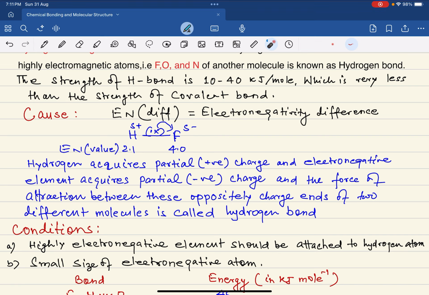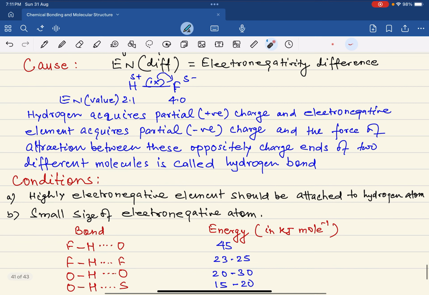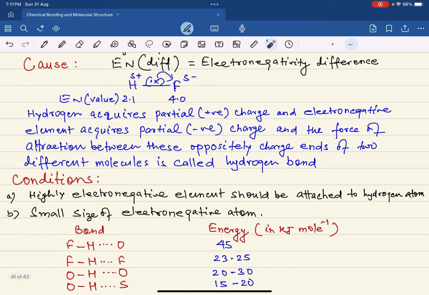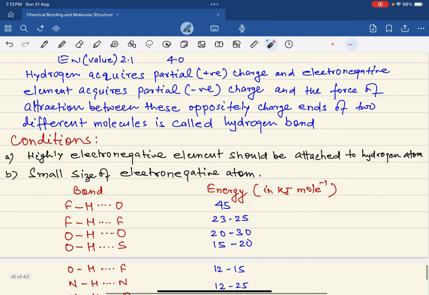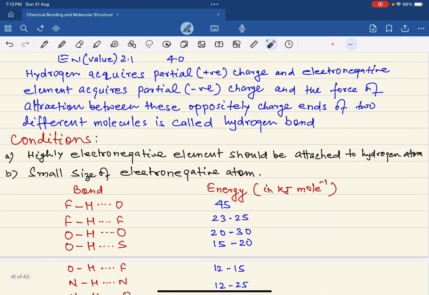The force of attraction between two ions, positive ion and negative ion, is basically known as hydrogen bond. Then conditions of hydrogen bond. Under what condition is hydrogen bond formed? Highly electronegative elements should be attached to the hydrogen atom, that is fluorine, oxygen and nitrogen, and the electronegative atom should be of small size.